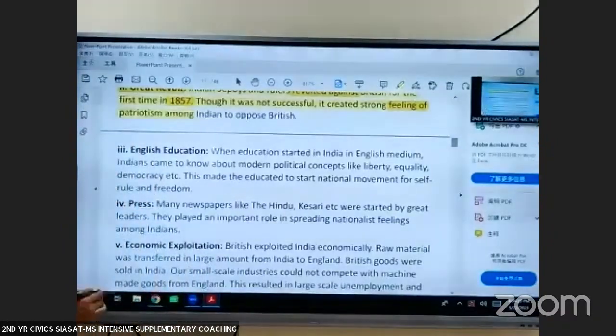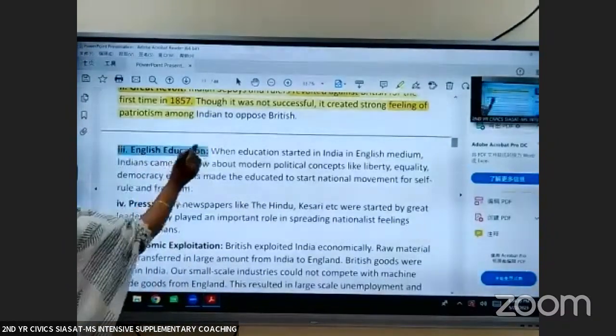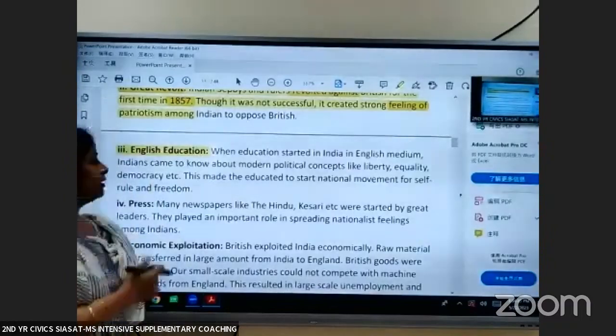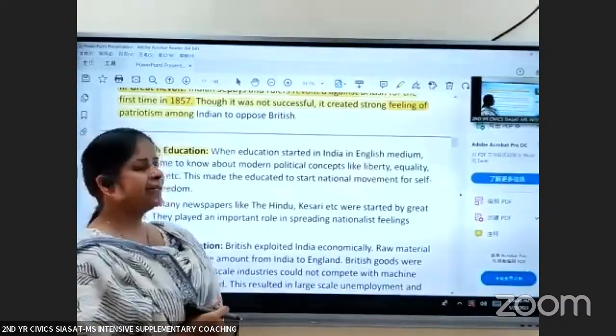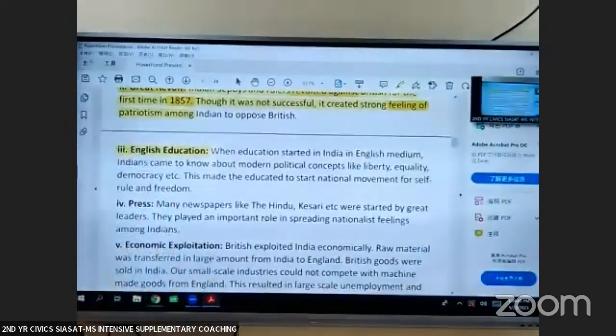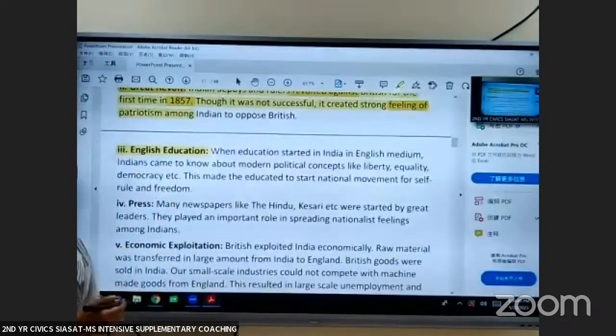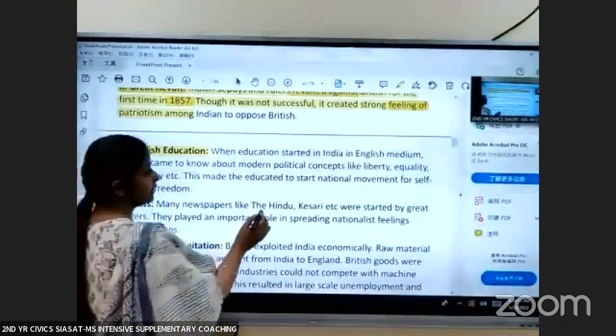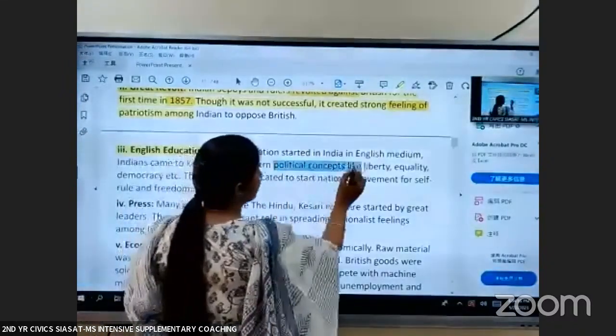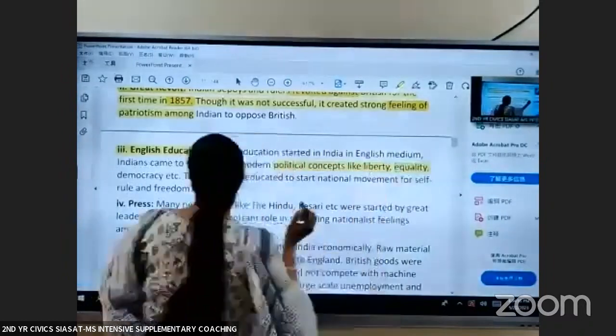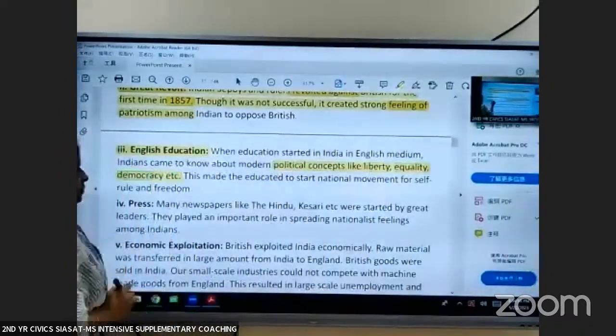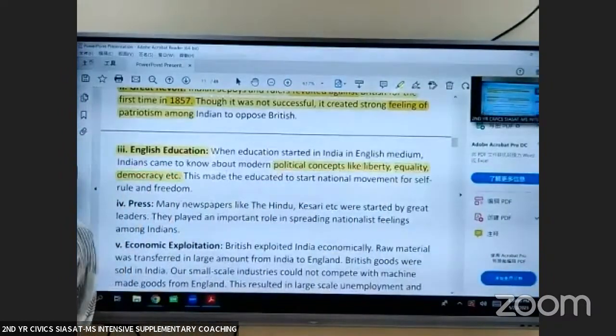Let us see the next point, that is English education. So Britishers started English medium in India. Okay, and the Indians who went to these English medium schools and colleges learned about various political concepts like liberty, equality, democracy, etc. Till that time, we did not have any idea about these concepts. We never knew about it.